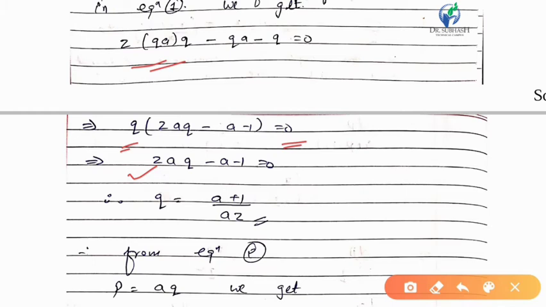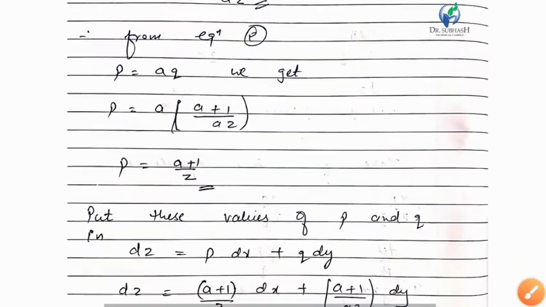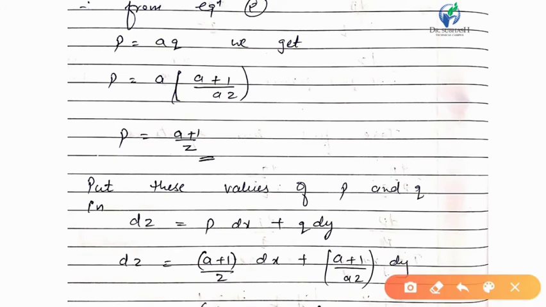I'll find the value of q taking these two terms to the other side of the equation, and a z will go to the denominator. So q will be equal to a plus 1 upon az. Now this term I will put in equation 2, that is p equal to aq. I am putting the value of q over here. Now this a will get cancelled, so p equal to a plus 1 upon z.